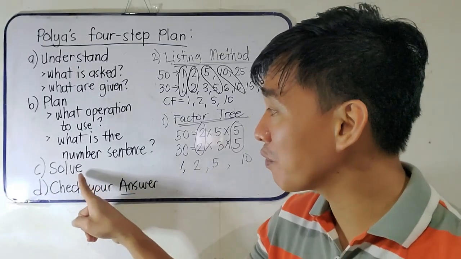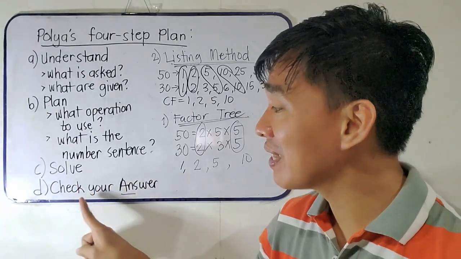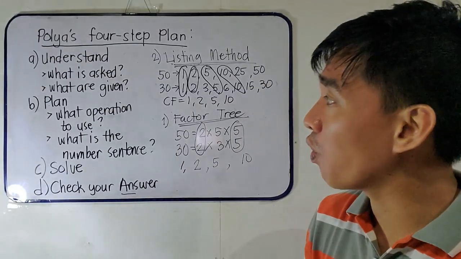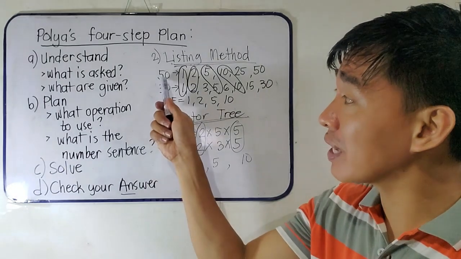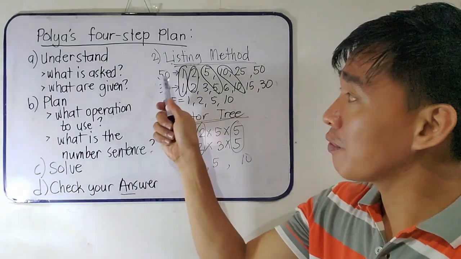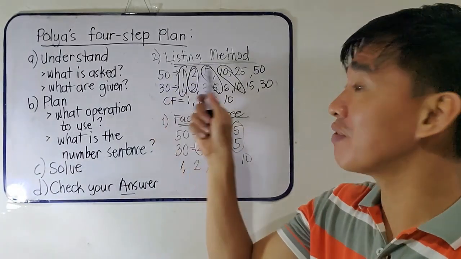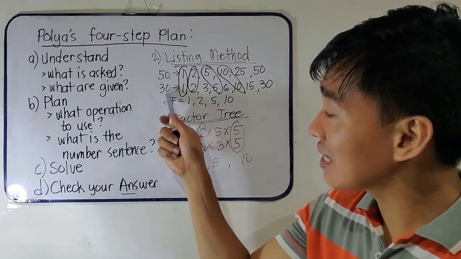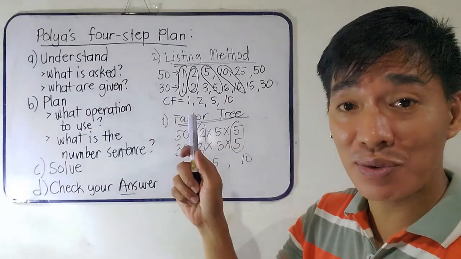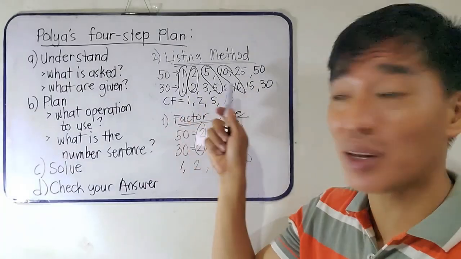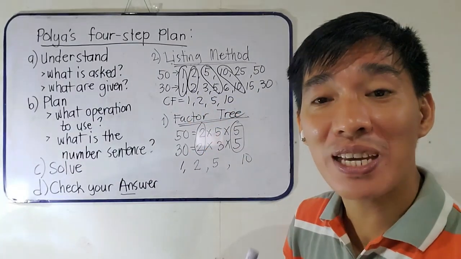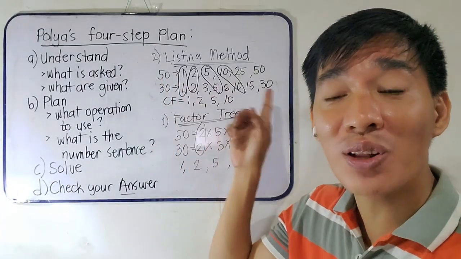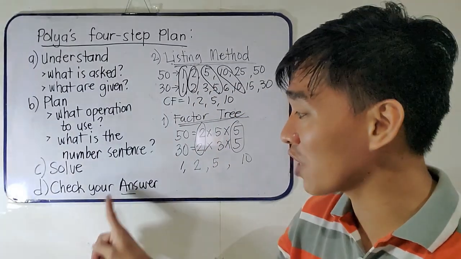After we are done with the fourth step, which is solve, the next thing that you have to do is to check your answer. When we say check your answer, all you have to do is go back. Is 50 really divisible by 2, by 5, or by 10? The same thing that you will have to do with 30. Is it really divisible by 2? By 5? By 10? So all you have to do is double check by dividing 50 and 30 by all their common factors. That's how you check your work.